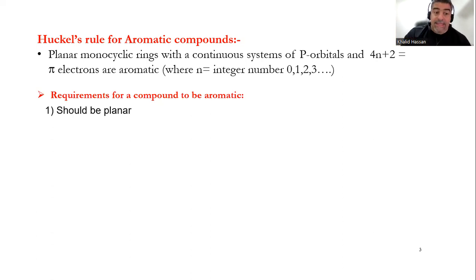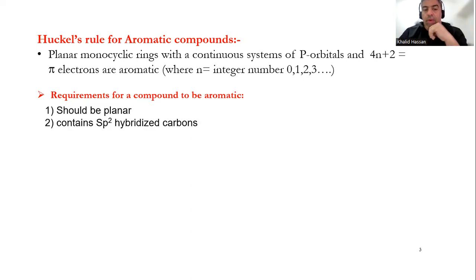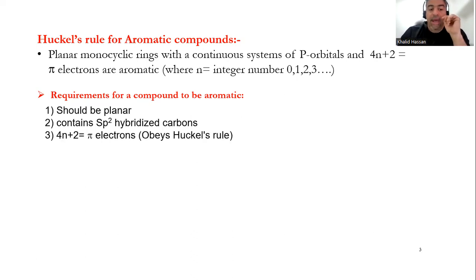Okay, let's go first for the 4 points or requirements for an organic compound to get aromaticity. First of all, it should be planar. It should be in one plane, like 2D, not 3D, for example. It's 2D, X and Y axis. It should contain sp2 hybridized carbon. يعني نوع التهجين, the hybridization is sp2 in the carbon atoms in this ring.